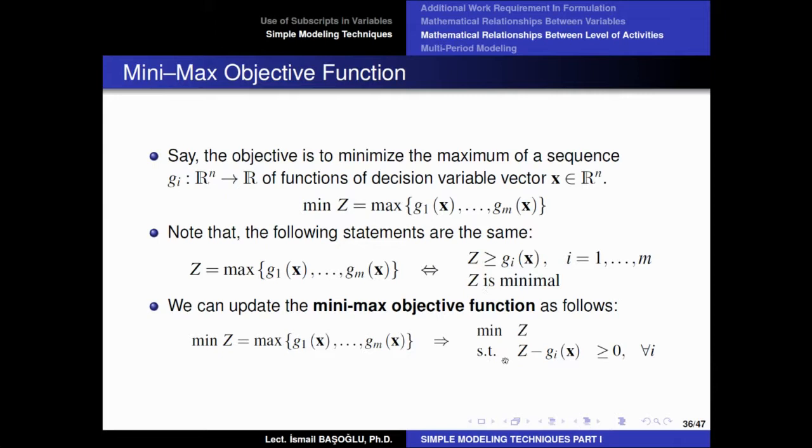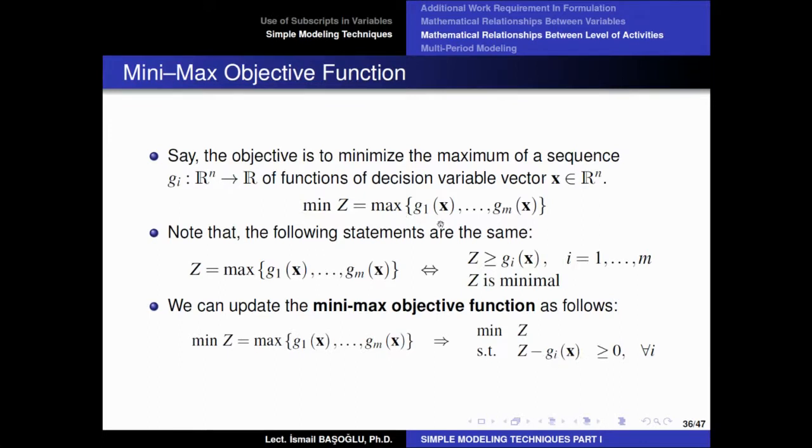Now, as you can see, the objective function becomes a single value rather than the previous objective function. It is much less complex, and the constraints are going to be z minus gi of x.